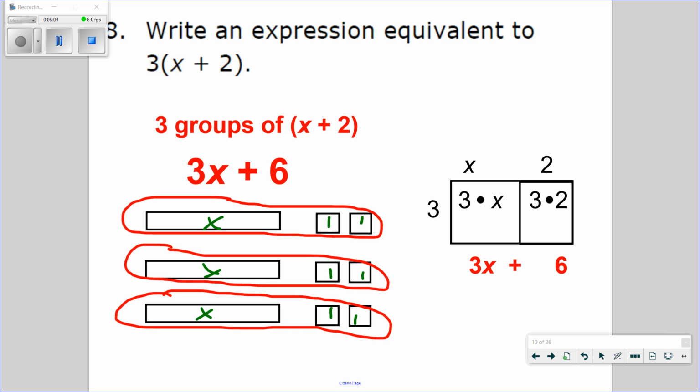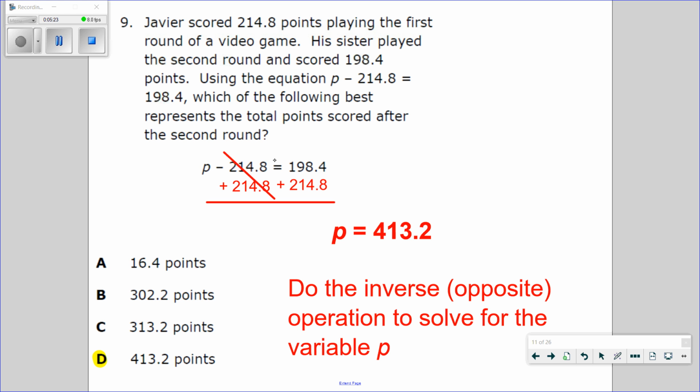But some people say, I want to do the area model. And I'm okay with that. So this is called the area model. You will definitely see the area model when you go into algebra. So it's 3 times x, or 3x. How do you find the area of this rectangle? 3 times 2 is 6. So 3x plus 6. Both of them are correct.